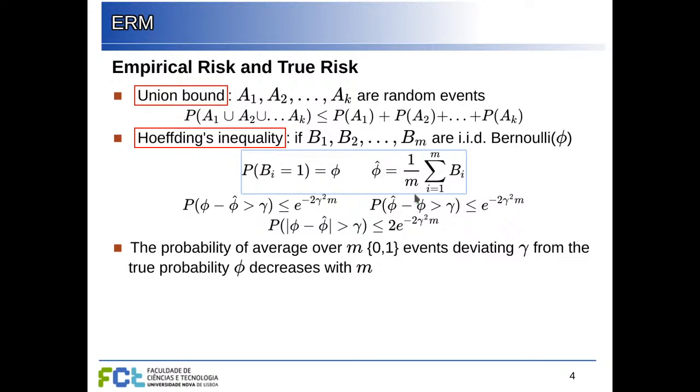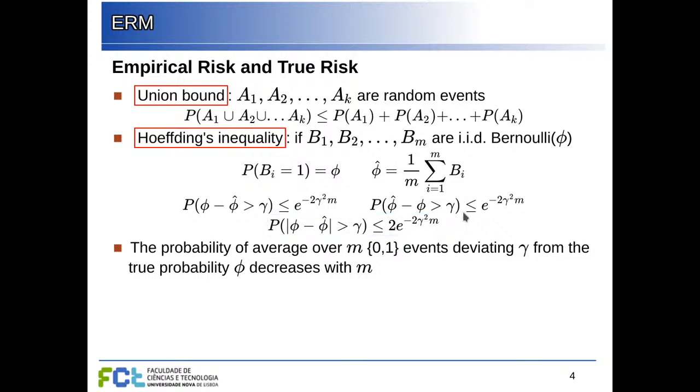So this Hoeffding's inequality gives us the boundaries on the probability of our estimate deviating from the true probability of, for example, making a mistake. So this would be the true error. This would be our empirical estimate, for example. And the probability of these two having a difference greater than some gamma is smaller than this expression, 2 times e raised to minus 2 gamma squared m.